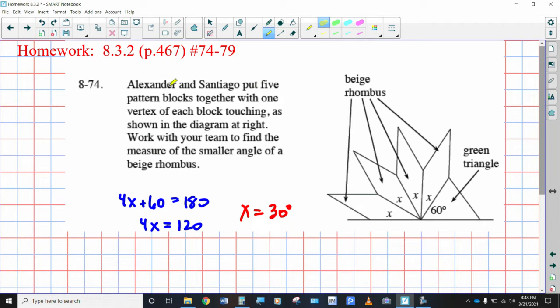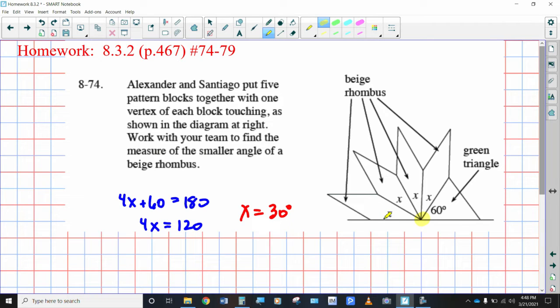So let's take a look at this. Alexander and Santiago put 5 pattern blocks together with 1 vertex of each block touching, and the vertices are all right there, as shown in the diagram. Work with your team to find the measure of the smaller angle of a beige rhombus. So this is considered right here a beige rhombus.